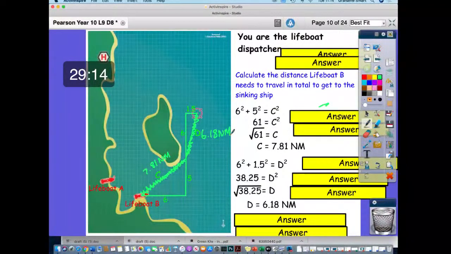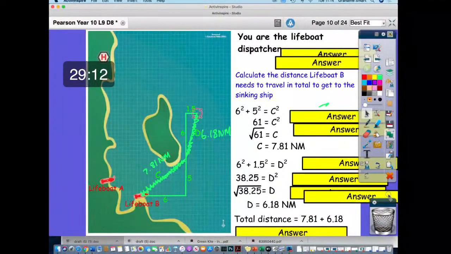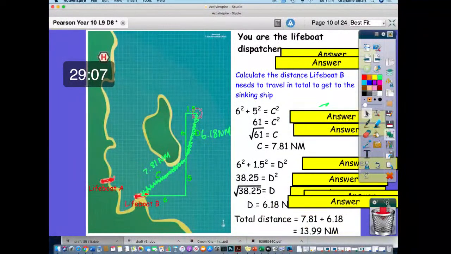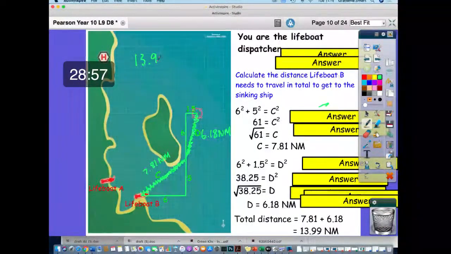So the total is going to be 7.81, add 6.18, and that's going to be 13.99 nautical miles is the distance. If you follow those two triangles, if that was your route, it would be 13.99 nautical miles.